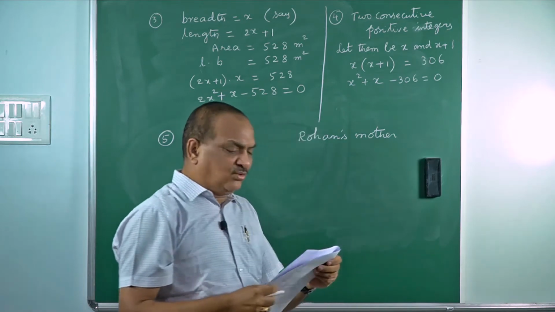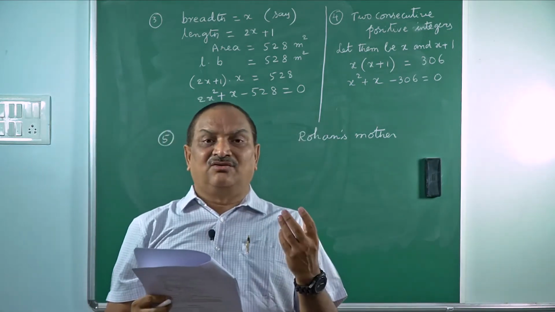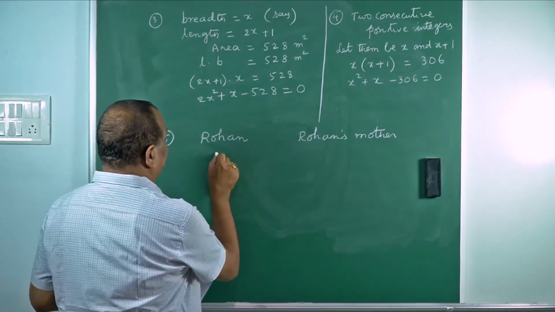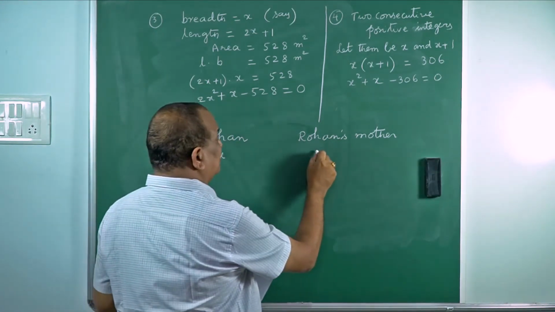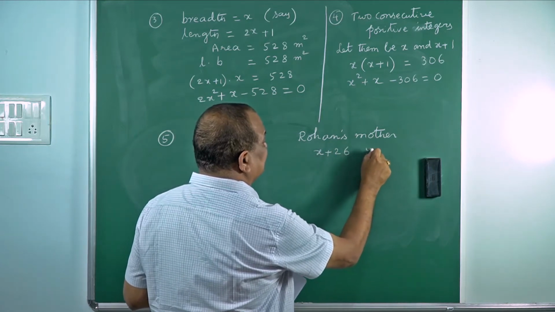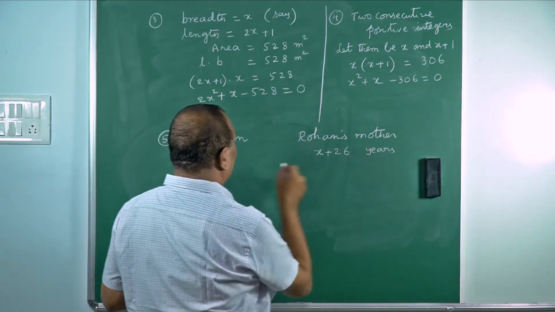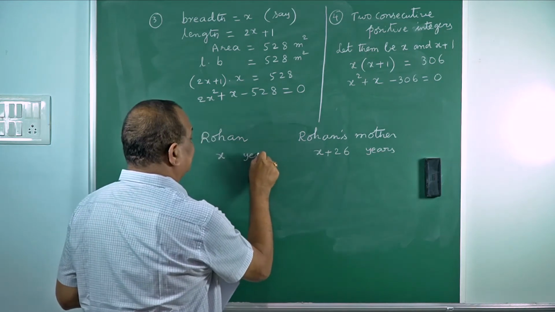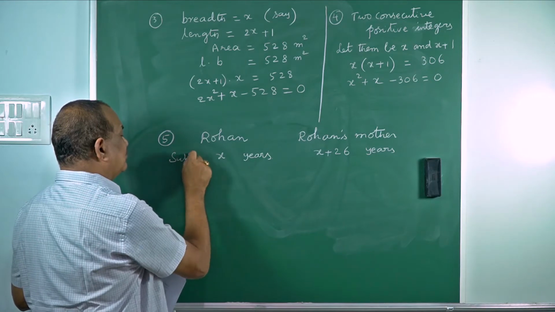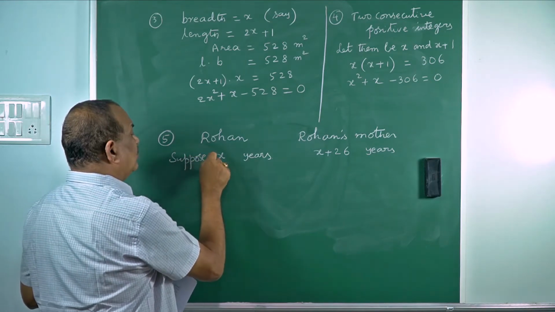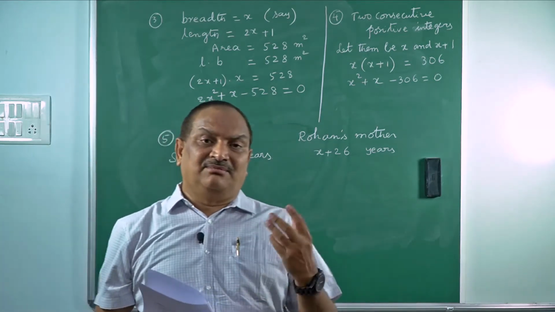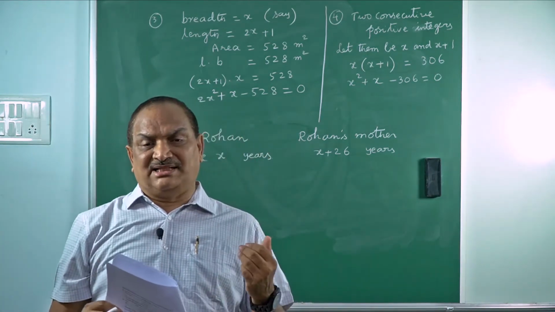And it is given that Rohan's mother is 26 years older than him. If you say Rohan's age is x, she's 26 years older, so x plus 26 years. This is a supposition, of course. You just have to suppose Rohan's present age is x and Rohan's mother's age is x plus 26.